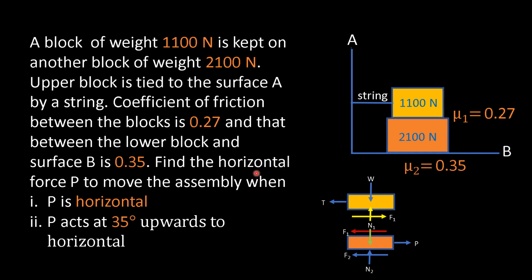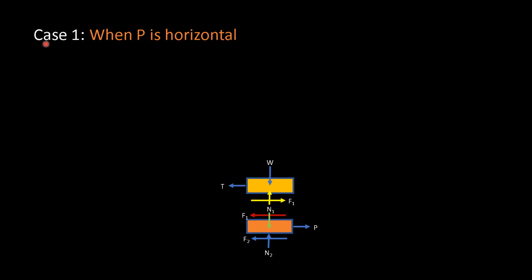We have to find the horizontal force P to move the assembly when P is horizontal, like this, and P acts at an angle of 35 degrees towards the horizontal. Consider case 1 when P is horizontal. Let us draw a free body diagram.